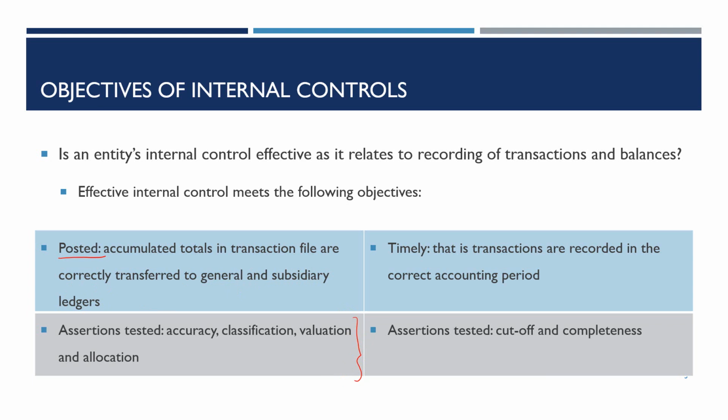Timely is another. There are controls in place to ensure that transactions are recorded in the correct accounting period. If the system of internal controls meets this objective, then cutoff and completeness assertions are also likely to be valid.